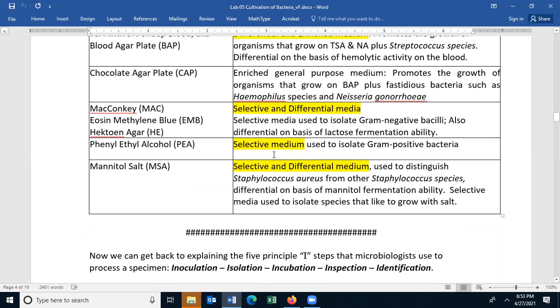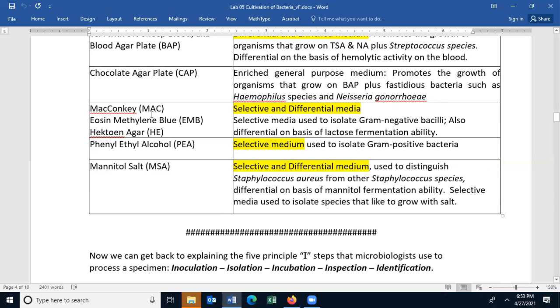There is only one selective media that we're going to talk about. That is phenyl ethyl alcohol. It's PEA. It's used to isolate gram-positive bacteria. It has phenyl ethyl alcohol in it, and it selects against gram-negatives. The phenyl ethyl alcohol gets in the outer membrane of the gram-negative cell and prevents them from growing. So PEA is a selective media.